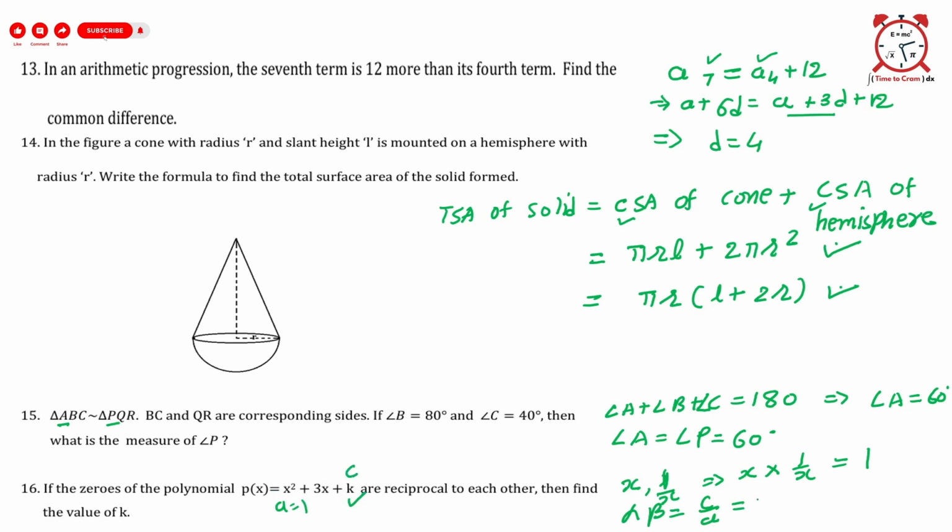If we put this value here, then k by 1. Alpha into beta we put as 1, because their product is 1, as given. So 1 equals k by 1. That is why k equals 1.